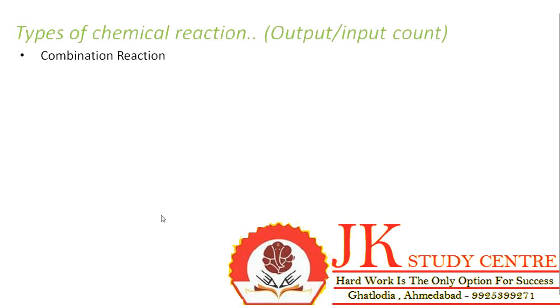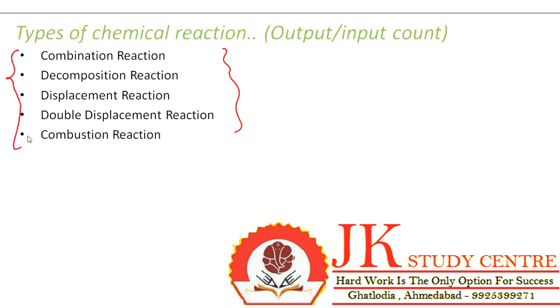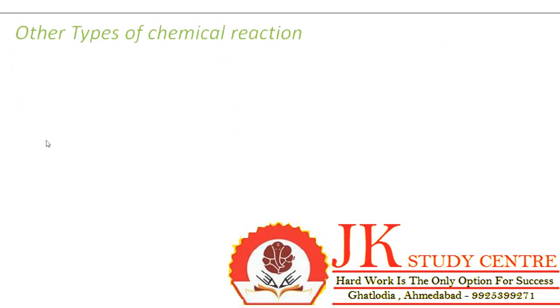Typically there are 5 types of chemical reaction. The first is combination reaction, then decomposition reaction, displacement reaction, double displacement reaction, and combustion reaction. There are 5 kinds of chemical reactions we have. There are other types also, but they fall in these types. Typically, by looking at any chemical equation you can say that this is one of the types. Correct?